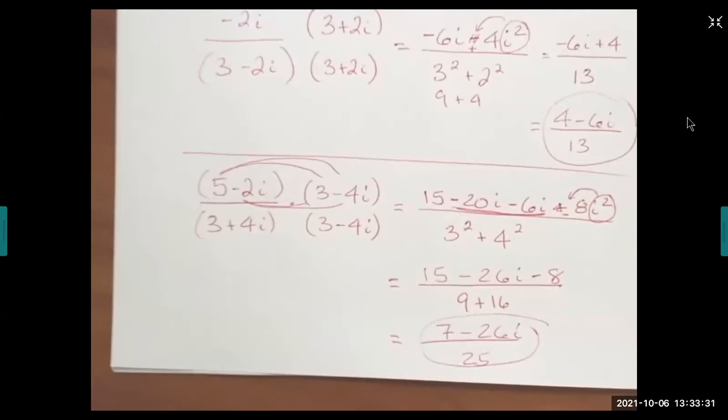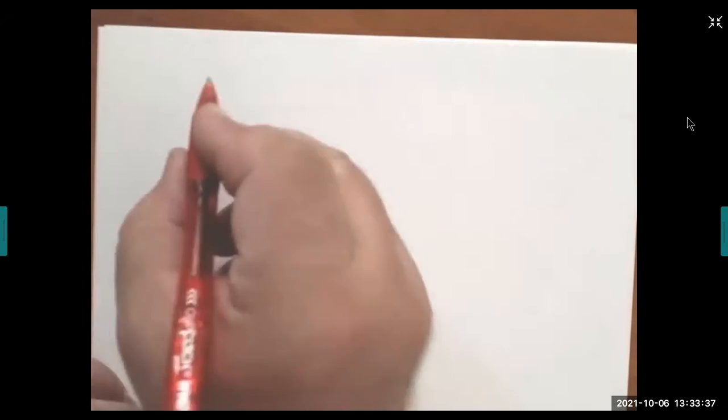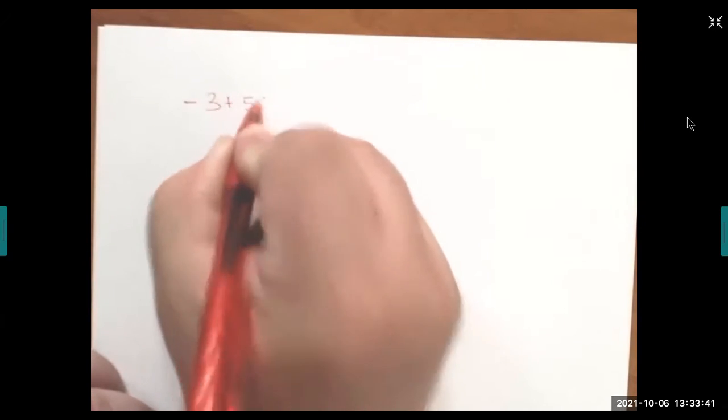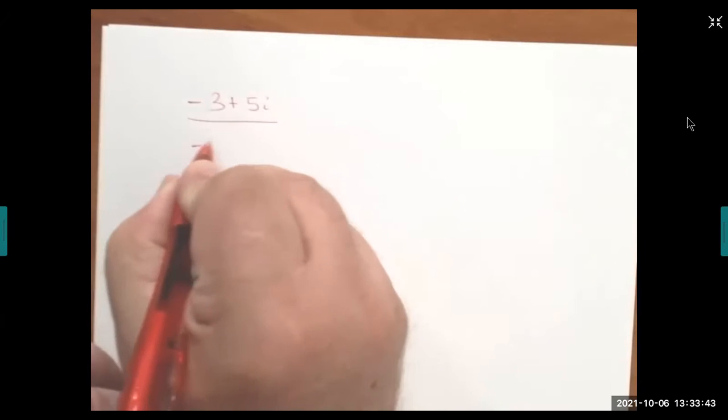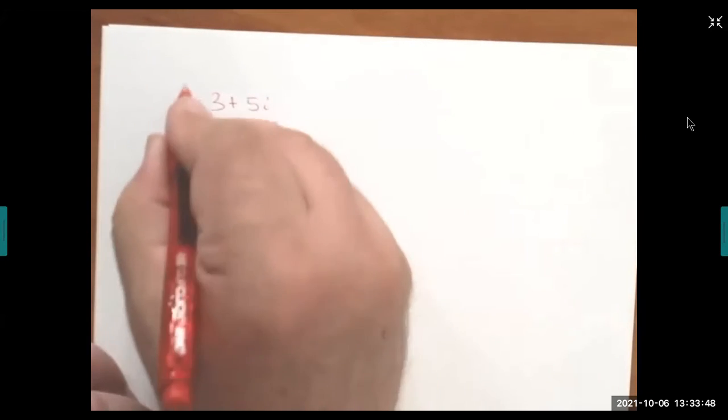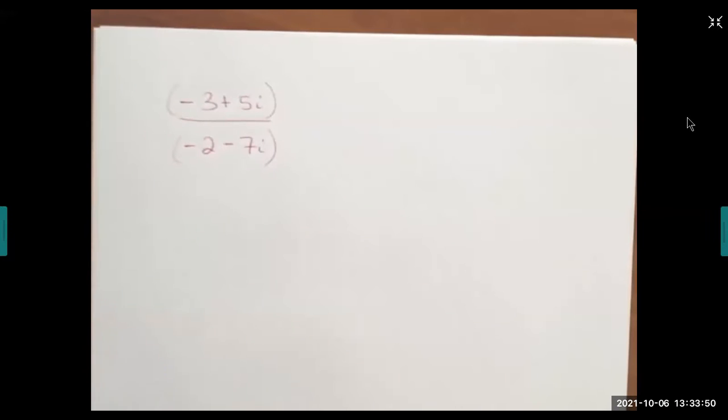Okay, let's do one more, and then we'll finish up the section. Negative 3 plus 5i over negative 2 minus 7i. I always put parentheses around the numerator and denominator because I know those are individual numbers.